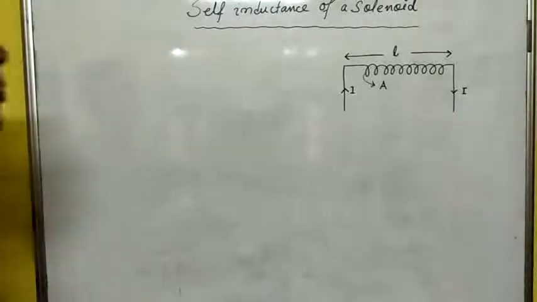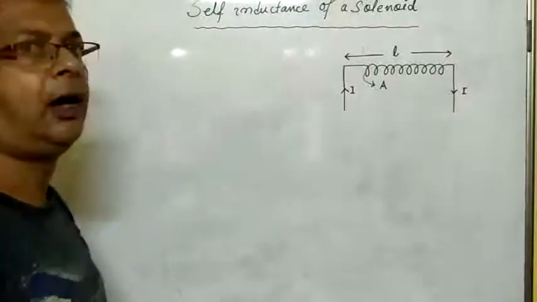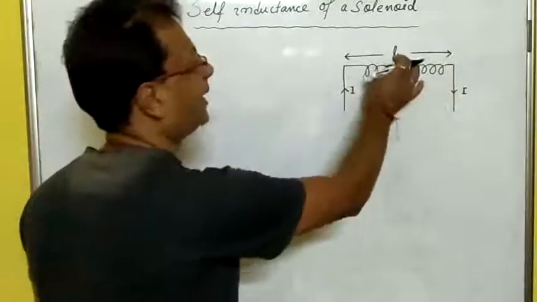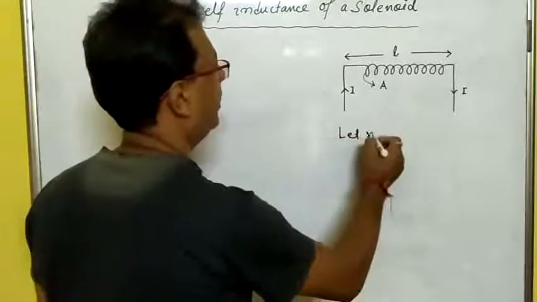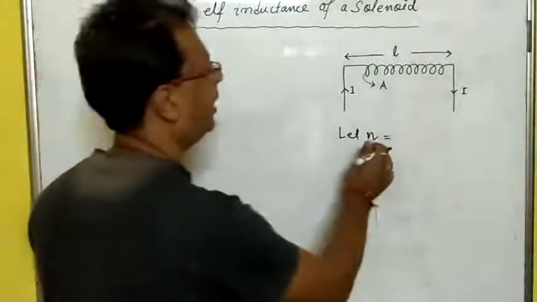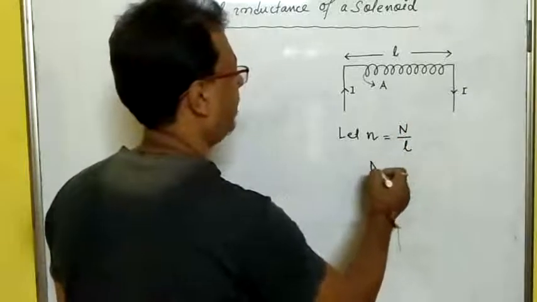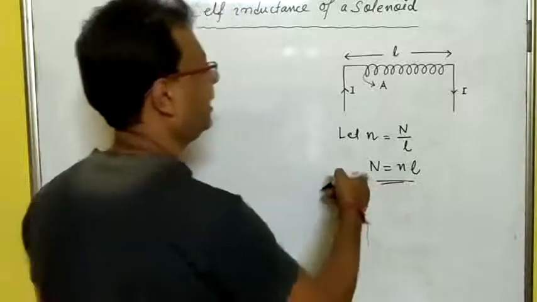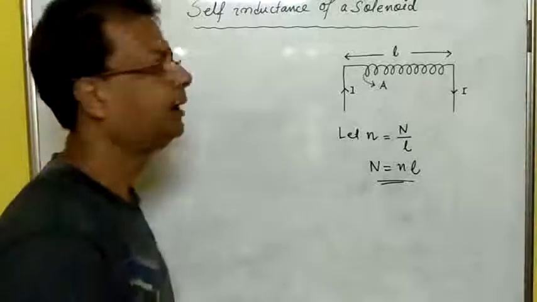Dear students, today let us find out the self-inductance of a solenoid. We consider a solenoid of length L. Let small n be the number of turns per unit length, that means n is equal to N by L. Here, capital N is equal to n into L, where capital N is the total number of turns on the solenoid.